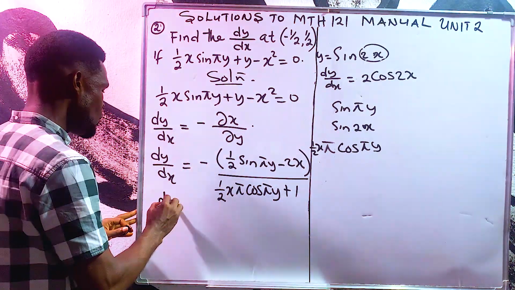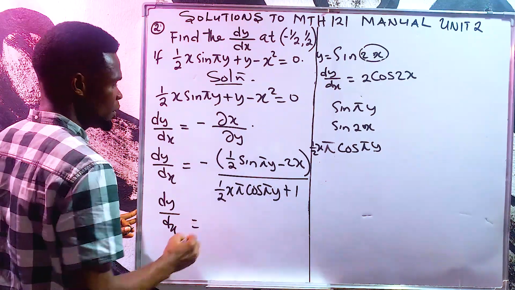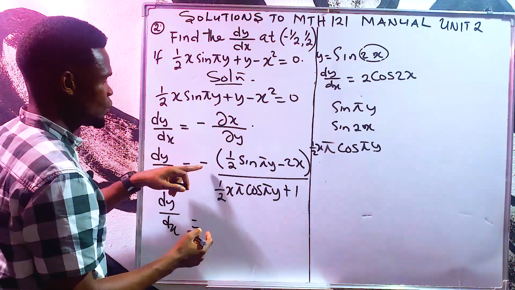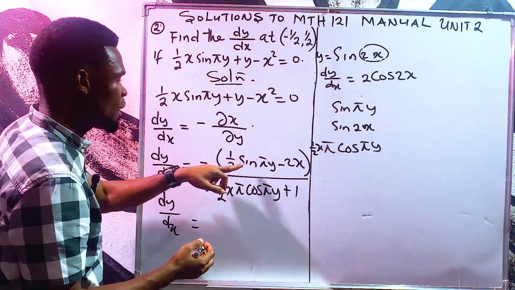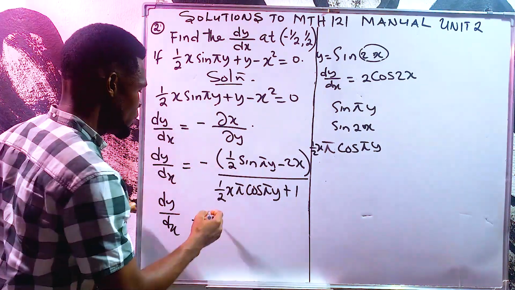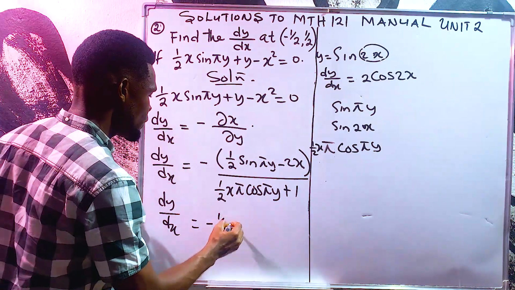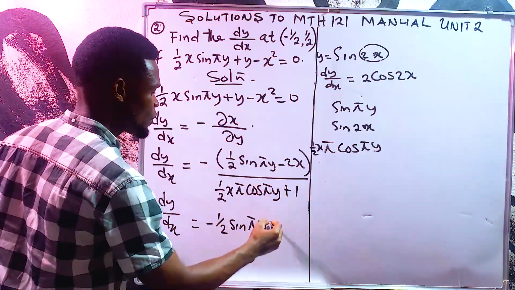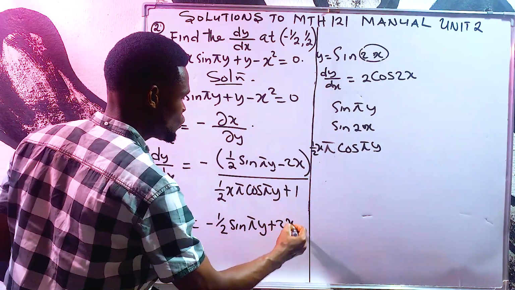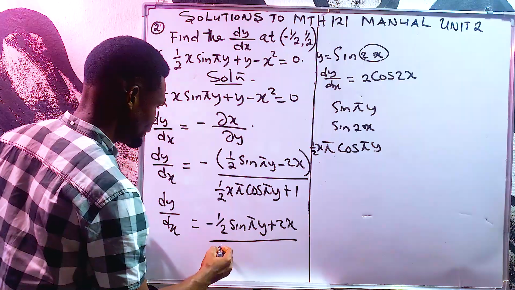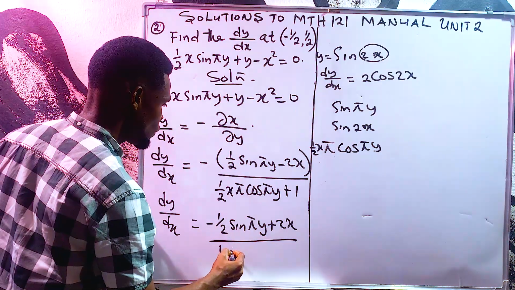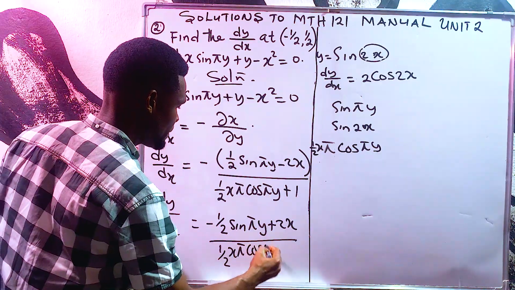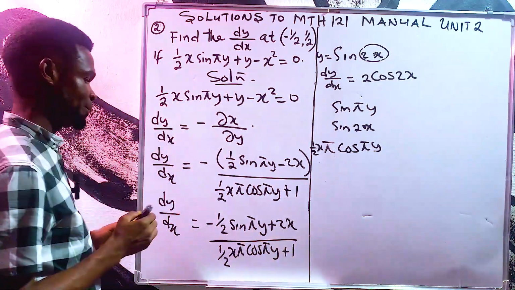So it means that dy over dx is equals to, this minus can open this bracket. So minus times half sine pi y is minus half sine pi y. Minus times minus is plus, then 2x all over 1 over 2 x pi cos pi y plus 1.